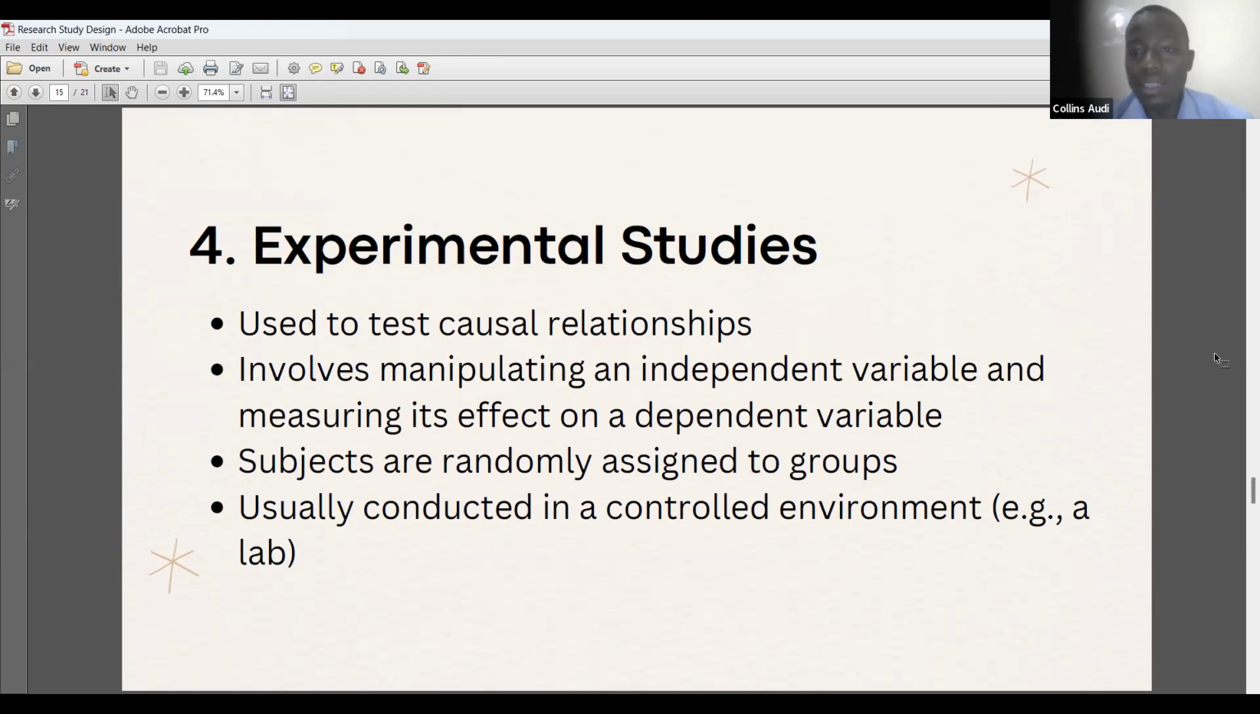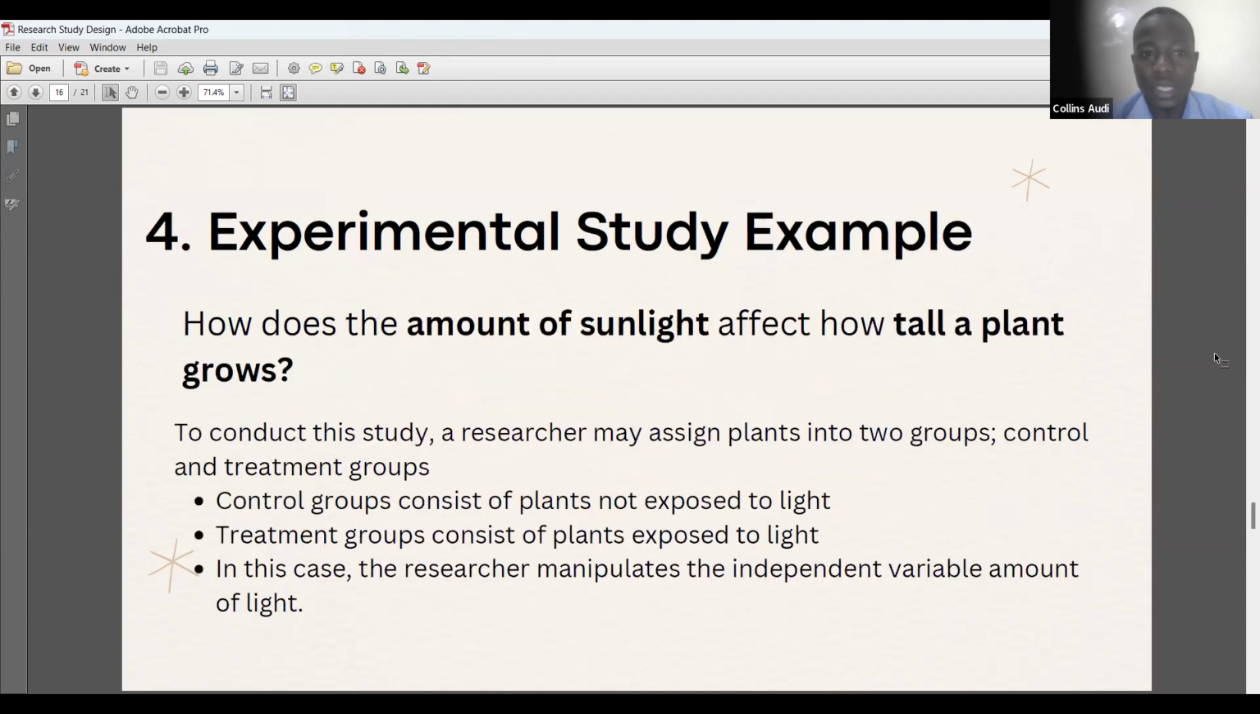That might be an independent variable. So for instance, we give the drugs and placebo and try to see what the effect is on the size of tumors. Subjects are randomly assigned to groups. We have the treatment and control groups, for example. It is usually conducted in a controlled environment, for example, in a laboratory.